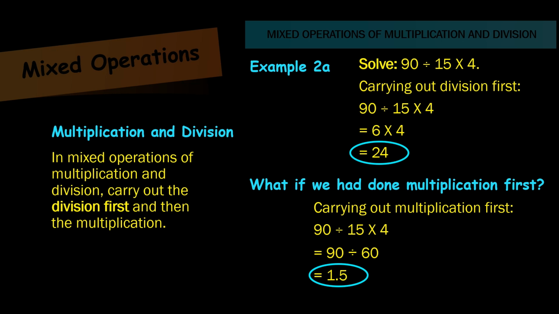The value of the same line is different depending on whether we do division first or multiplication. So order is important, otherwise we will get different answers. We must always do division first and then multiplication.